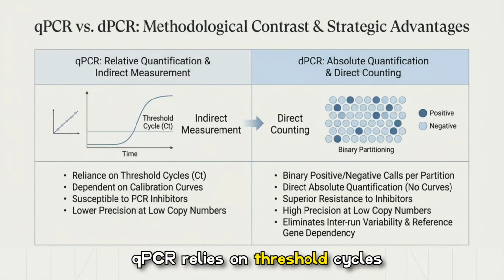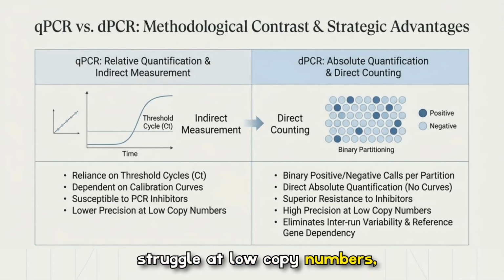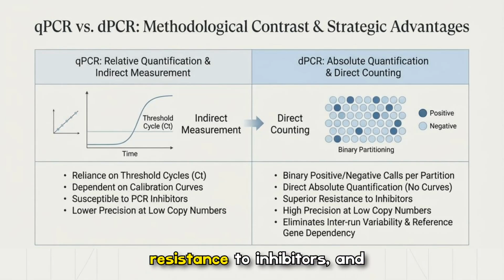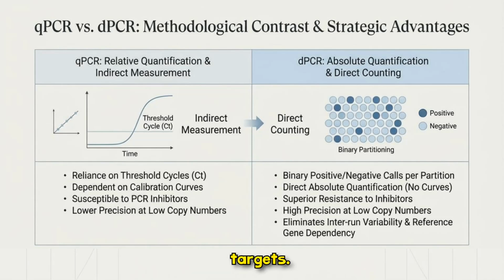qPCR relies on threshold cycles and calibration curves, which can be biased by inhibitors and struggle at low copy numbers, whereas digital PCR partitions samples and performs direct counting to give absolute molecule counts, improved resistance to inhibitors, and much higher precision for scarce targets.